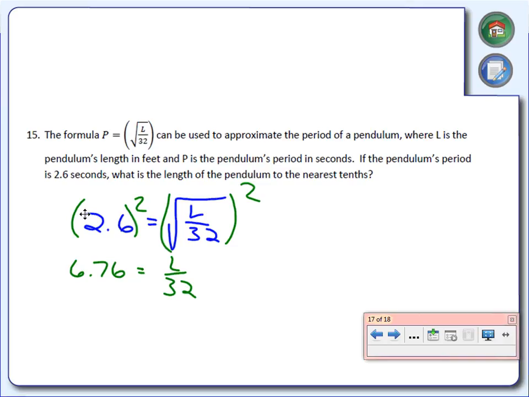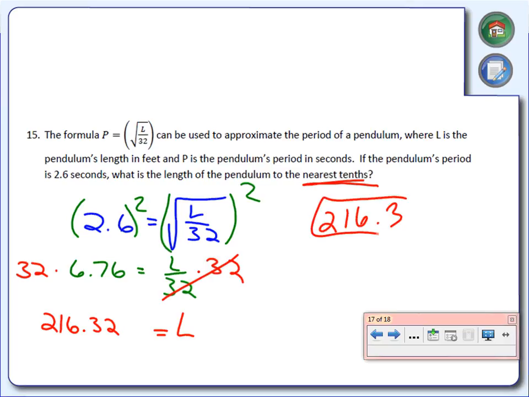And the opposite of dividing by 32 would be to multiply by 32. So 32 times 6.76 would give us a final answer of what? 216.32. Well, close. Close. Look at the last part of the sentence. What is the length of the pendulum to the nearest 10? So what would I write to the nearest 10?